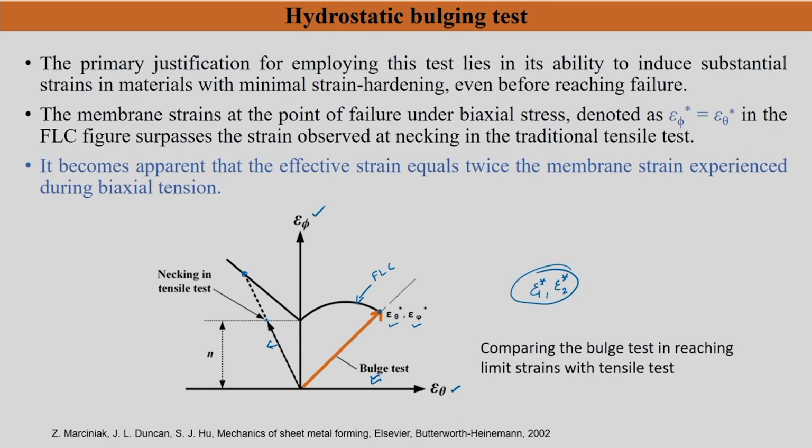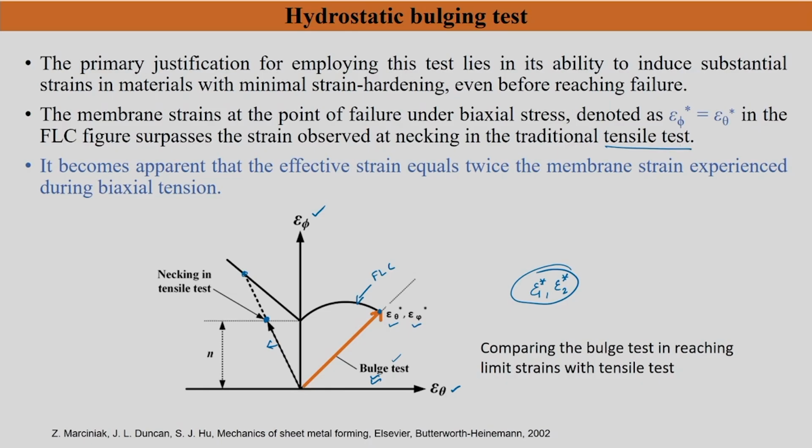Necking in the tensile test may start here itself, and you will see that this value is going to be larger than this value. Okay. Your bulge test value is going to be slightly larger than this fellow. So, in a way you can say that the membrane strains at the point of failure under biaxial stress, that is in bulge test, denoted as epsilon phi star and epsilon theta star in the FLC figure, surpasses the strain observed at necking in the traditional tension test.